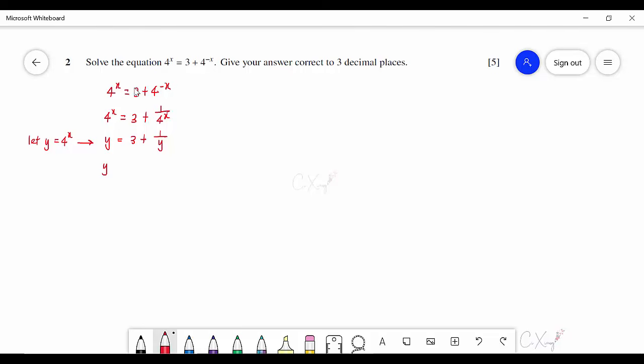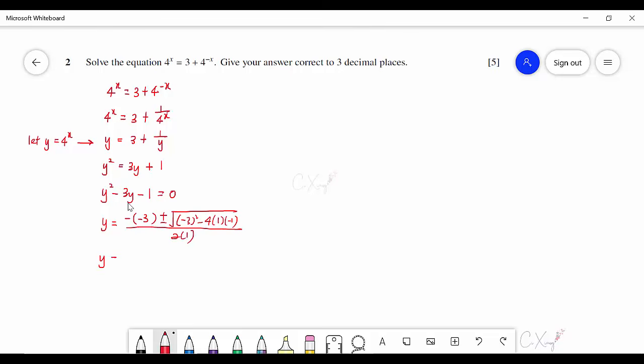Then I want to make the denominator disappear for the y, so I multiply the whole equation by y. And when I move all the terms to the left hand side, you can see very clearly that I actually get a quadratic equation. To solve the quadratic equation, if you attempt to factorize it, you will realize that it's not able to be factorized. So you will apply the quadratic formula to solve for y. So I have b squared minus 4ac, divided by 2a.